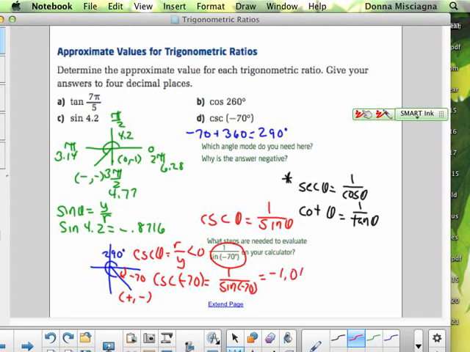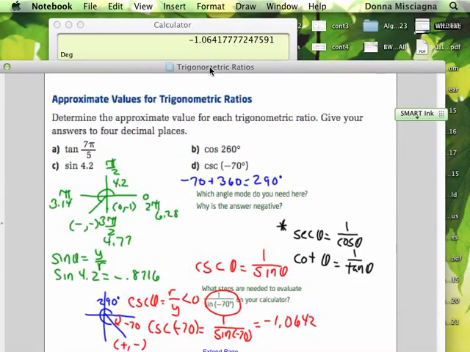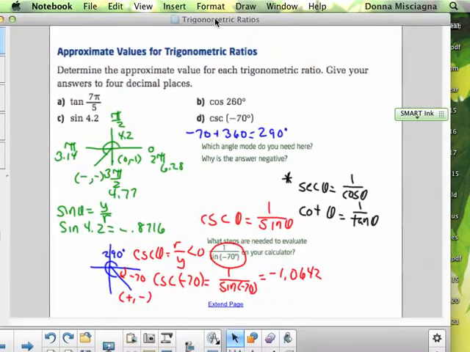Negative 1.0642, okay. And so you just have to be a little creative if what you're looking for is cosecant, secant, and cotangent. Always double check to make sure you've got the right sign by graphing your angle and seeing what sign you are expecting.